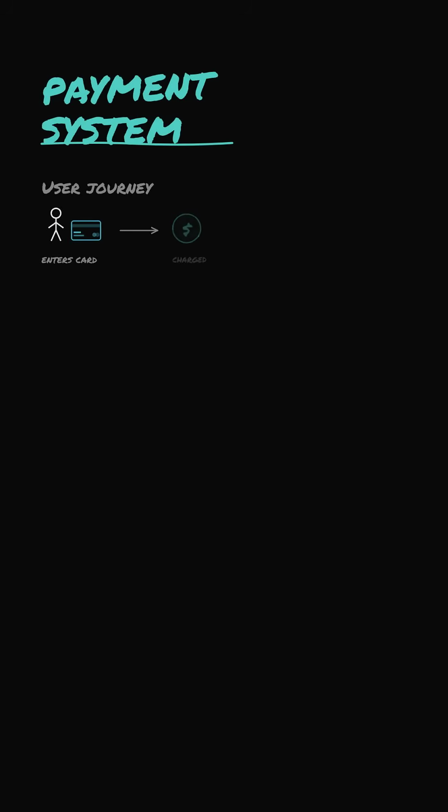All right, let's say you want to build a payment system from scratch for your website. User journey is simple. Users enter a card, you charge them, and then they get a receipt. So let's actually try building it, and I'll show you where it breaks at every step. Version 1, the naive approach.